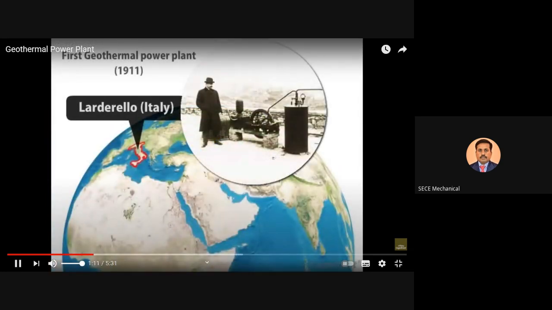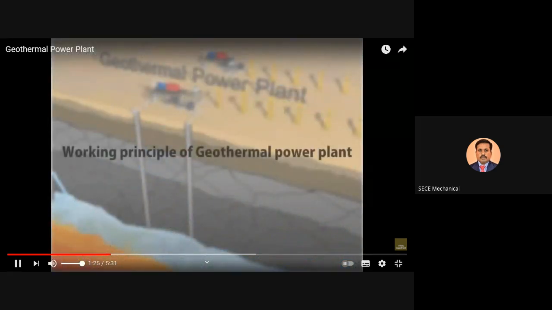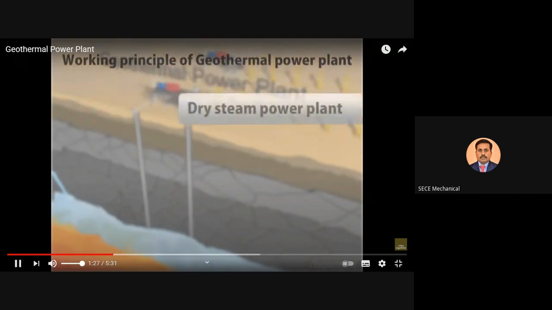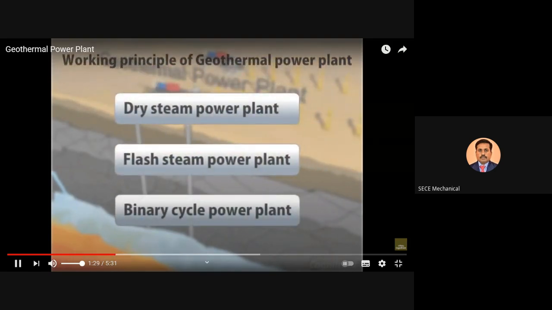History of the geothermal power plant. The world's first geothermal power plant was built in the year 1911 in Larderello in Italy. Working principle of a geothermal power plant. There are three types of geothermal power plants. Let us study the working of each.